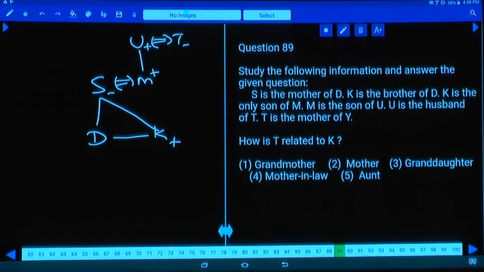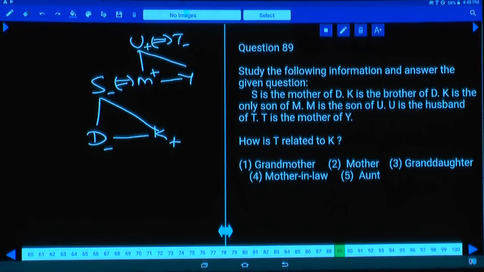T is the mother of Y. Hence M and Y are siblings. S is the mother of D. K is the brother of D. As K is the only son of M, D is the daughter.